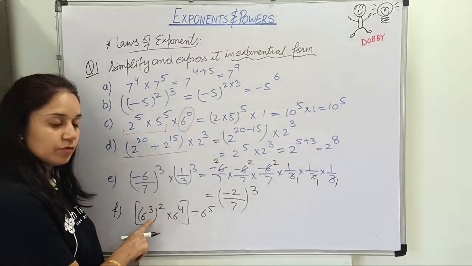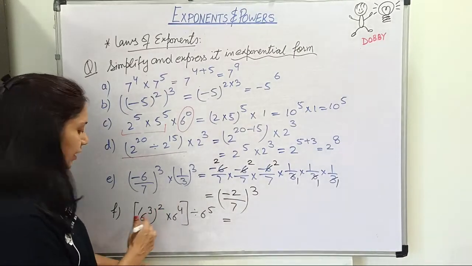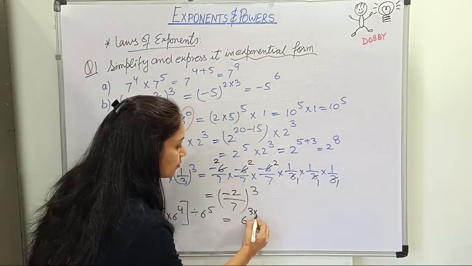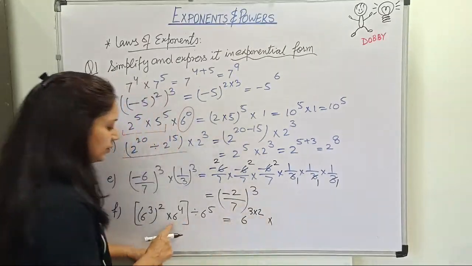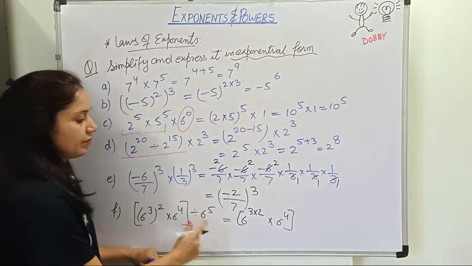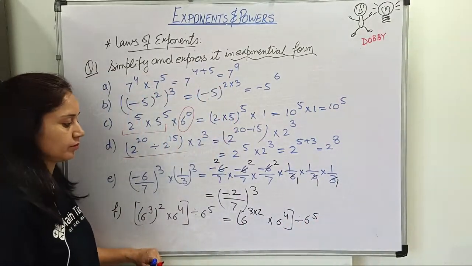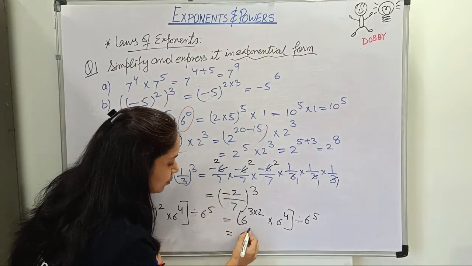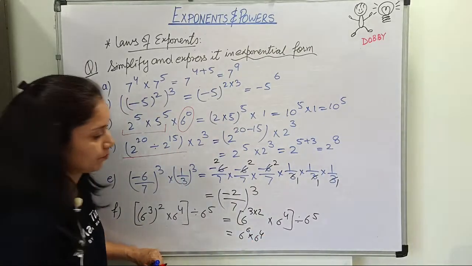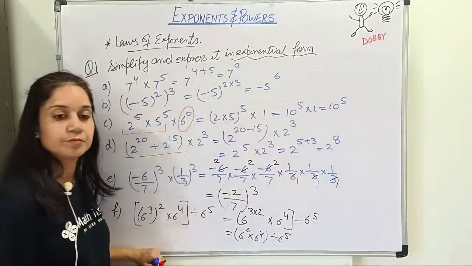This is one base with two powers, so that means when two powers are there together with one base, we multiply. It becomes 6 raised to the power 3 times 6, which is 6 raised to the power 18... multiplied by 6 raised to the power 4, continuing in one bracket, divided by 6 raised to the power 5. So solve it. 6 raised to the power 6 multiplied by 6 raised to the power 4, continue in one bracket, divided by 6 raised to the power 5.